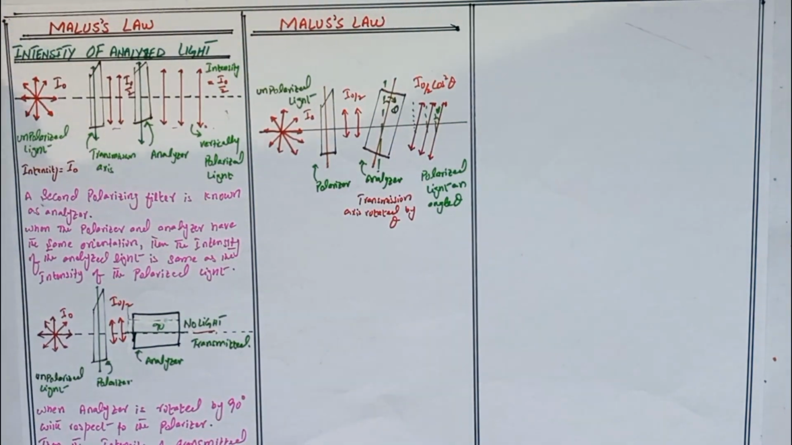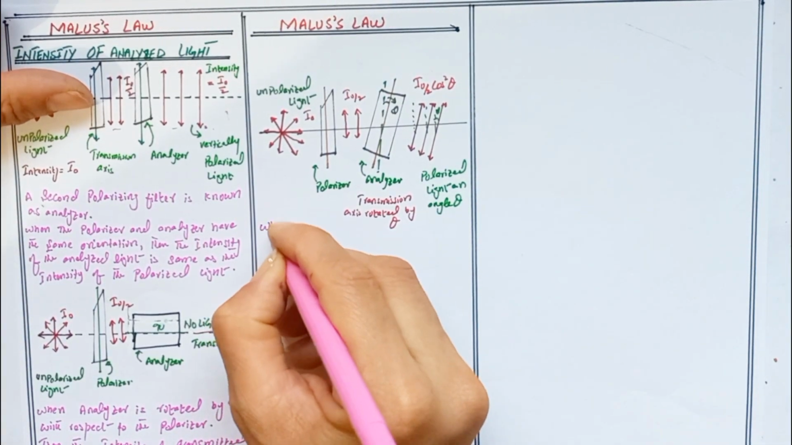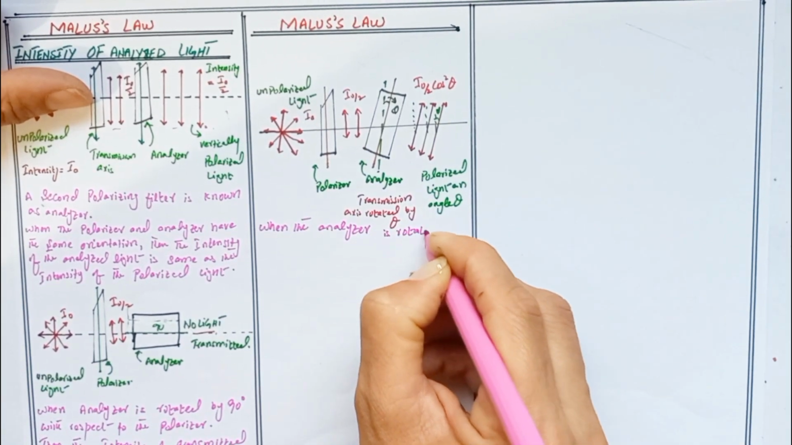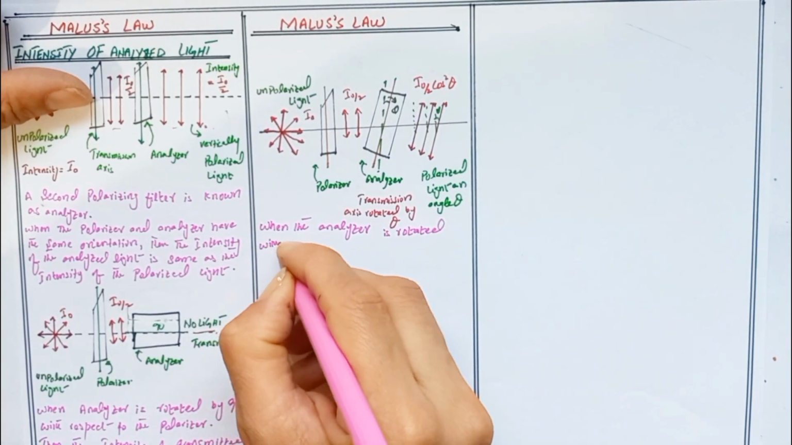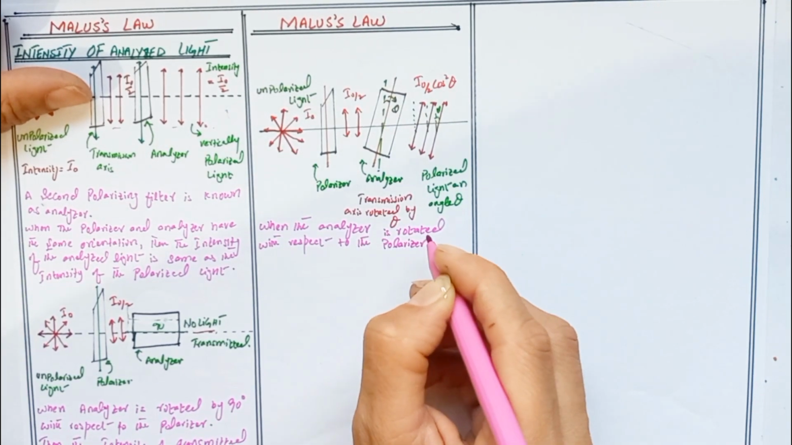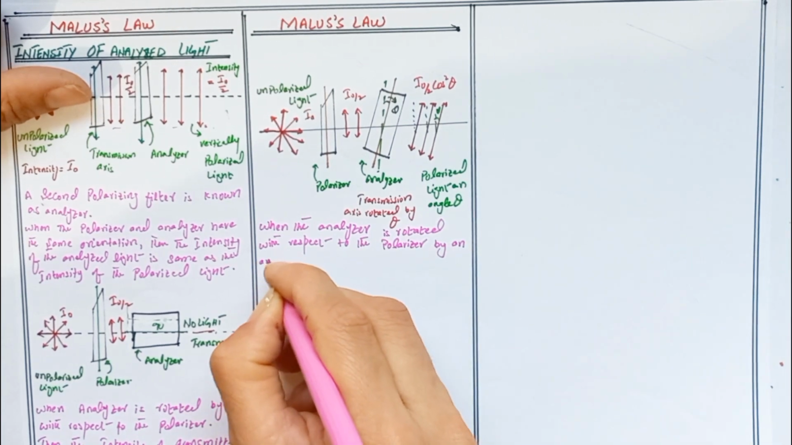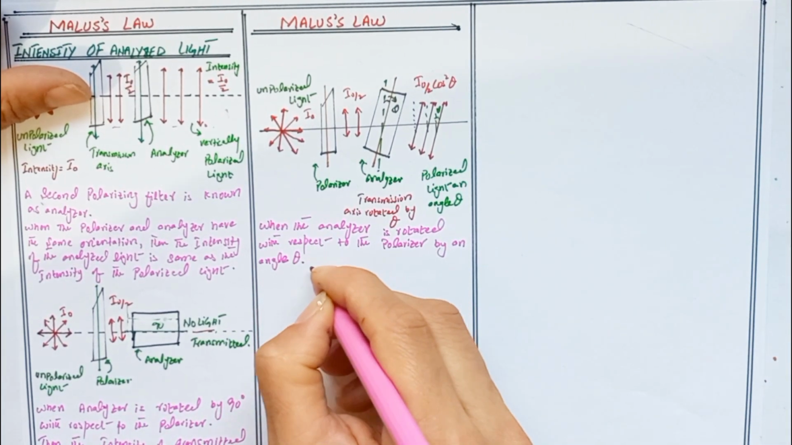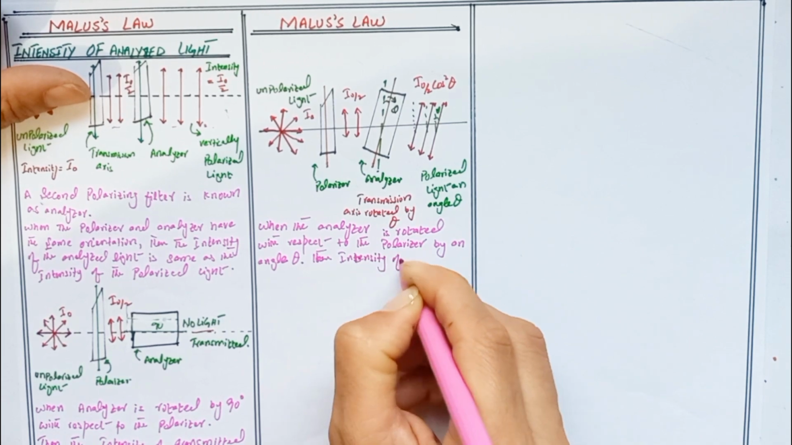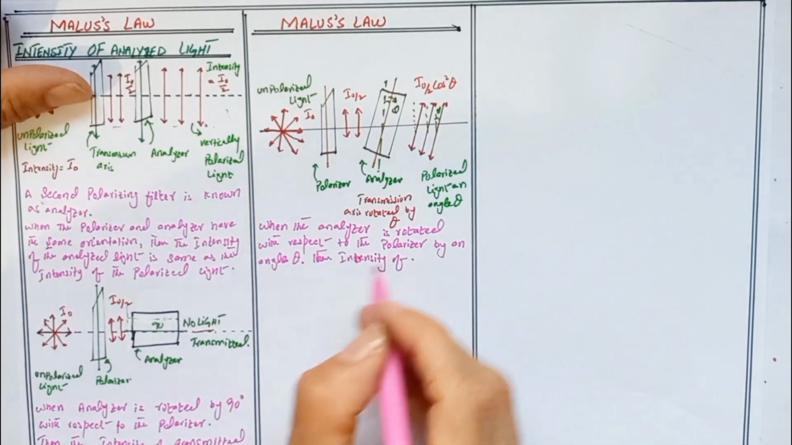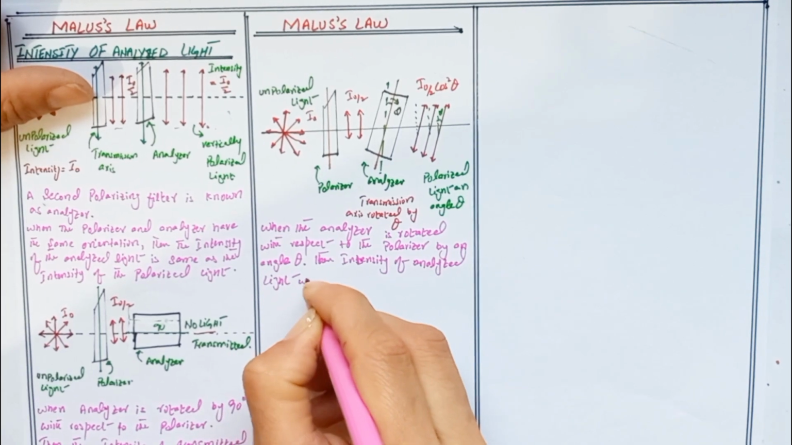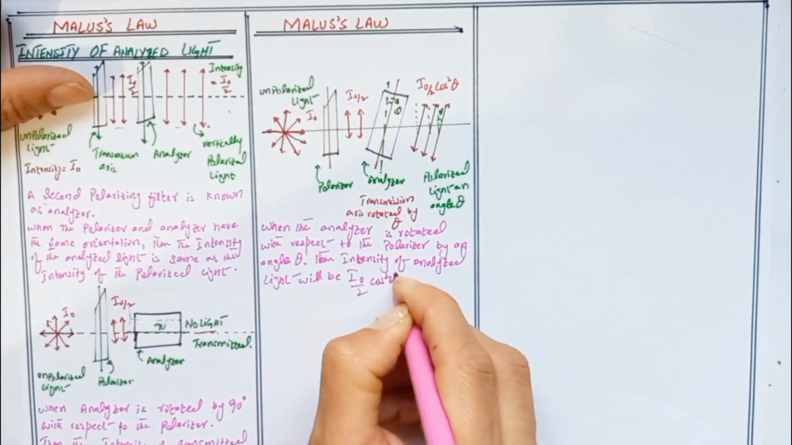So here we write: when the analyzer is rotated with respect to the polarizer by an angle theta, then the intensity of the analyzed light will be I naught by 2 cos square theta.